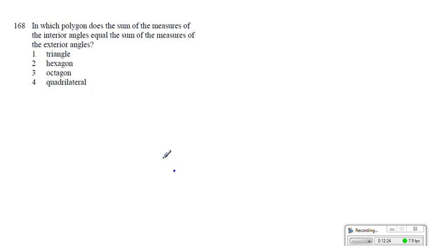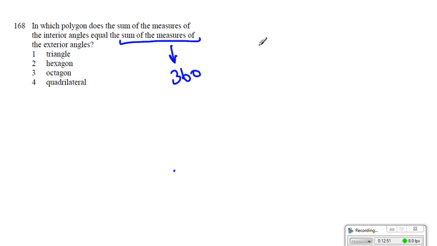Alright, let's look into the next question. Sum of the measure of the interior angles is equal to sum of the measure of the exterior angle. As we talked about earlier, sum of the measures of the exterior angle is always 360 degrees, no matter what the polygon might have been. Now, if the sum of the interior angle is 360, then I'm sure many of you will know what kind of figure that is.